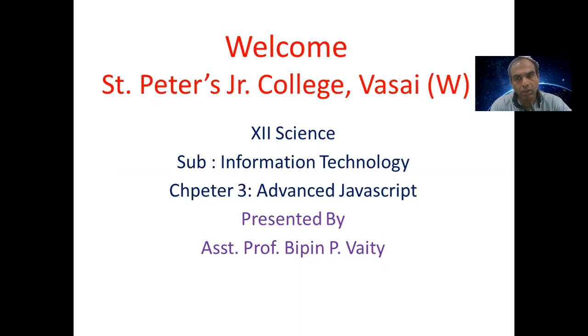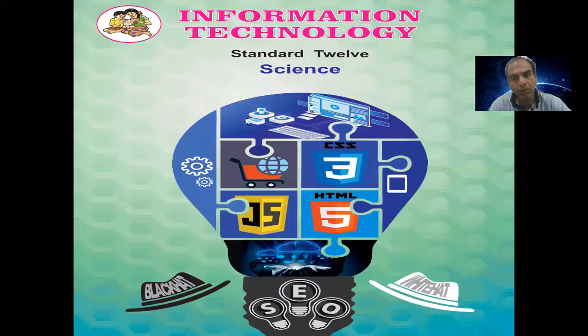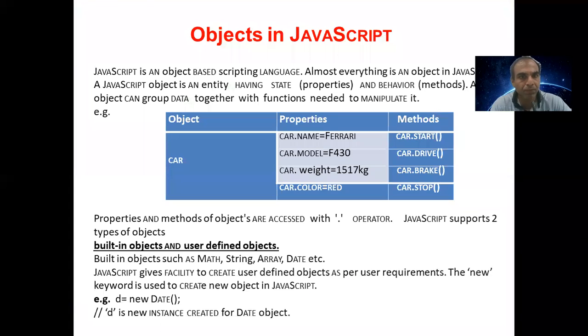Before, I completed the JavaScript part and after that some of Advanced JavaScript. Today we have to continue with the topic Objects in JavaScript. This book you have to refer. So, objects in JavaScript. JavaScript is an object-based scripting language. So many objects we are using over there: string, mathematical, date, array. Almost everything is an object in JavaScript. It is an entity, just like a book is an object, a teacher is an object, a student is an object, a car is an object.